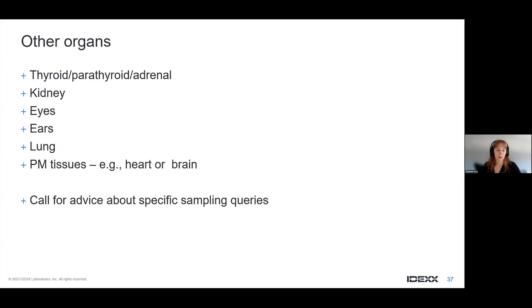And this is just a list of potential other tissues that you can submit, things like postmortem tissues, whole hearts, whole brains, thyroid, kidney, eyes, ears, lung. All of this, obviously, you can submit to us. We don't do any postmortems in our lab, but you can submit these large samples. I've not included them all because that would be too much for an hour.